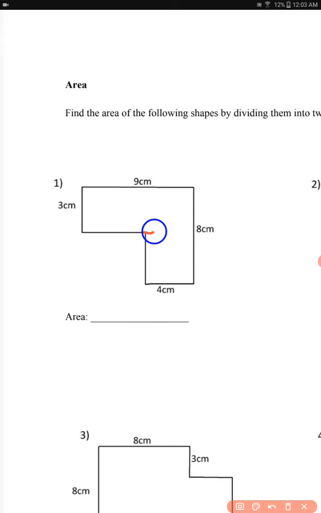What you would do is just draw an imaginary line here, and you get 2 rectangles. Then we can solve for this first rectangle here on top. 3 times 9 equals 27. So the area here is 27.